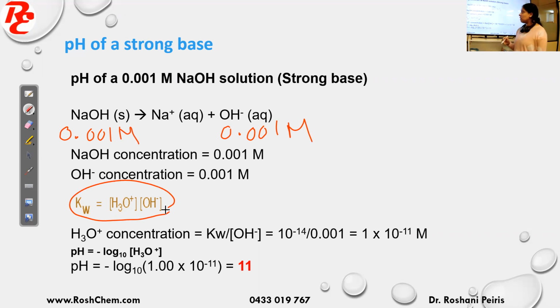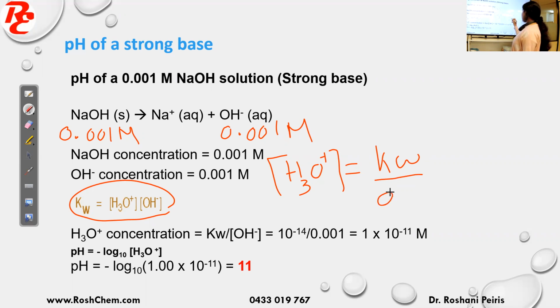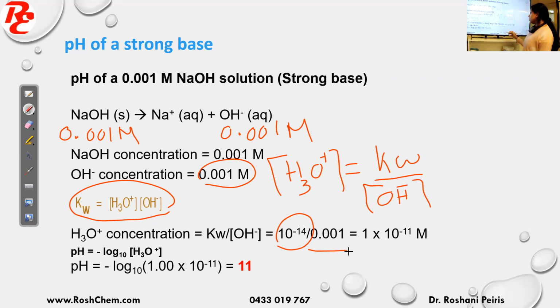So Kw equals the H3O+ concentration times the OH- concentration. To find the H3O+, H3O+ concentration equals Kw divided by the OH- concentration. The Kw value is 10 to the power negative 14. Divide by the OH- concentration I found here, which is 0.001. So I get the H3O+ concentration as 1 times 10 to the power negative 11.